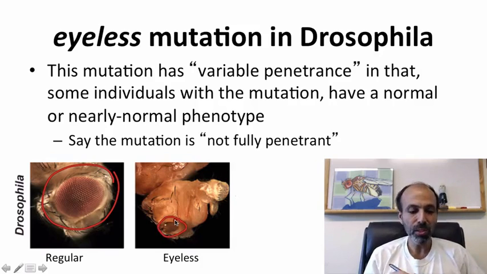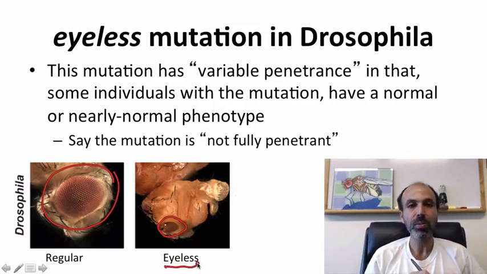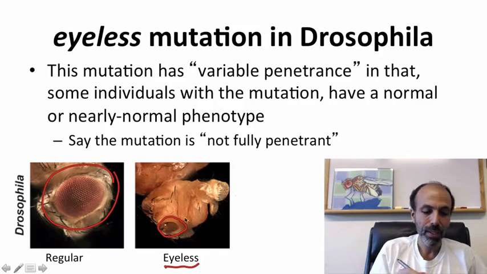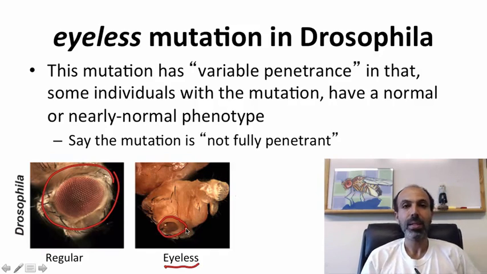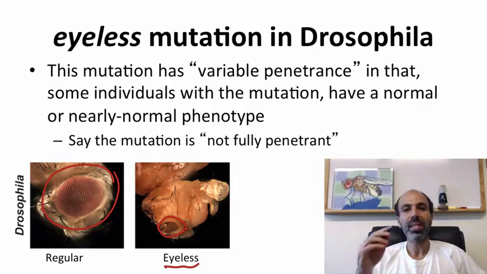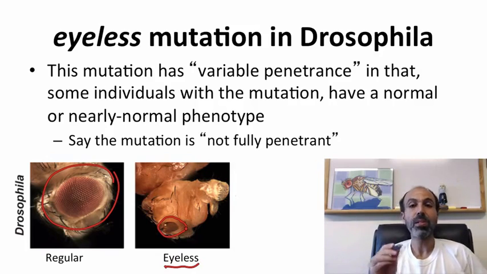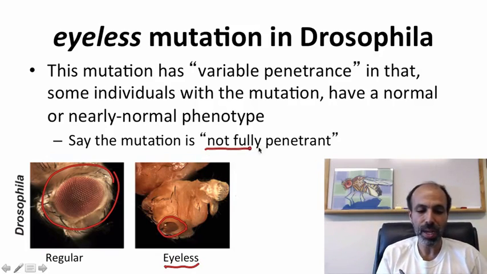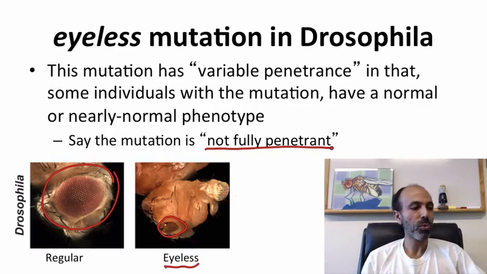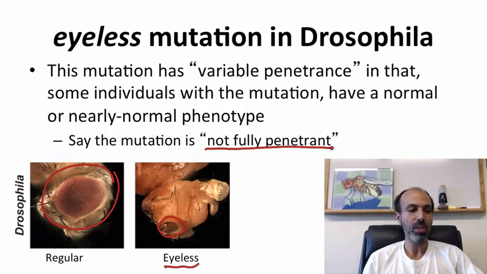Now, what's tricky is you may be homozygous for the eyeless mutation. You may have 2 copies of it. Sometimes you actually will have a normal eye. Sometimes you'll have a shrunken eye like this. Sometimes you'll have no eye at all. It's always the same mutation, but it doesn't always have the same effect. And this is why we say that mutation is not fully penetrant. It exhibits variable penetrance.